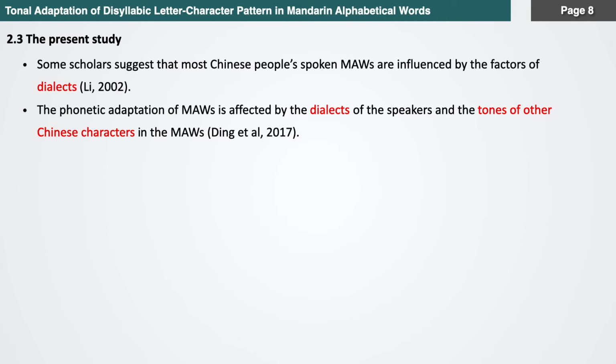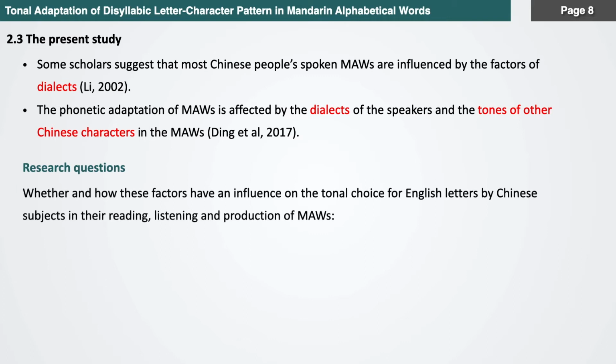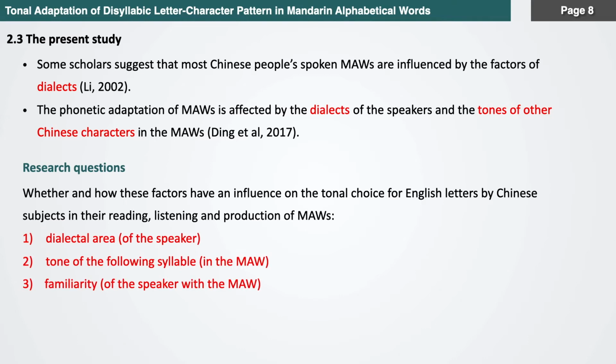Then we raised our research question. We want to find out whether and how these factors have an influence on the tone choice for English letters by Chinese subjects, and we want to think about from 3 dimensions: the dialectal area of the speaker, the tone of the following syllable in the Morse, and the familiarity of the speaker with the Morse.